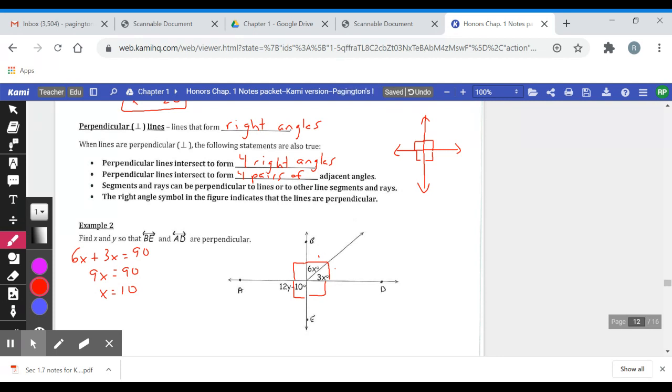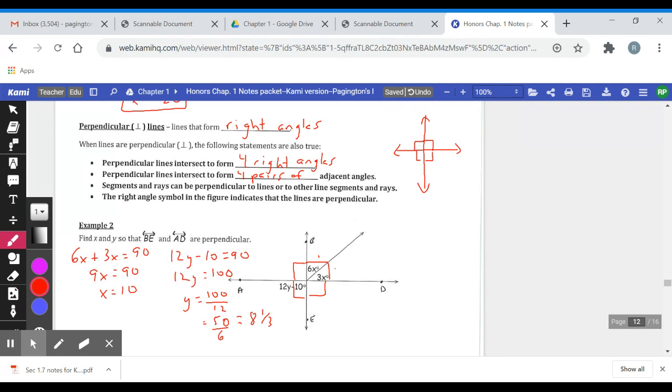It's also asking us to find y, and we can see this 12y minus 10 is also equal to 90. If I go and add 10 to both sides, I get 12y is equal to 100. And if I go ahead and divide by 12 on both sides, I could write 100 over 12. If I want to reduce that down, I've got 50 over 6. And if I want to write that as a mixed number, I would have 8 and 1/3. Or if I want to write a decimal, I'd have 8.3 repeating.